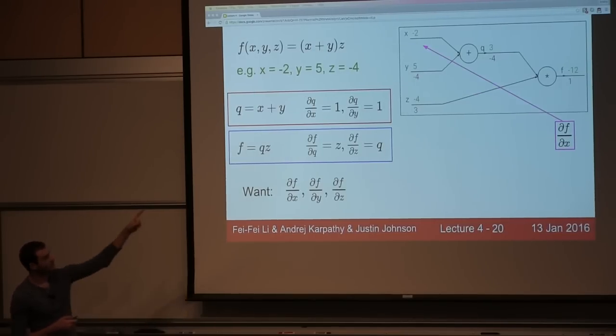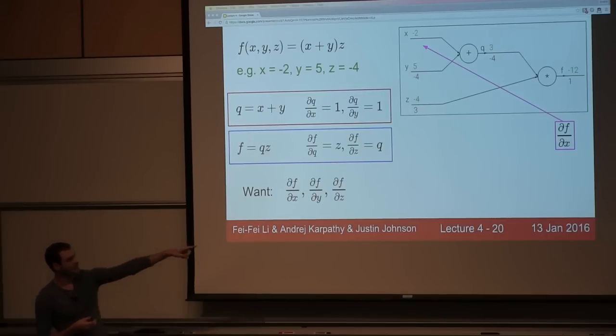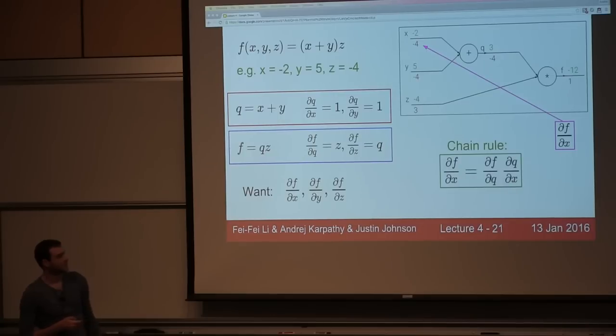Okay, and looking at x, we have a very similar thing that happens. We want df by dx, that's our final objective, and we have to combine it. We know what is x's influence on q, and what is q's influence on the end of the circuit. And so that ends up being the chain rule. So you take -4 times 1 and that gives you -4, okay?